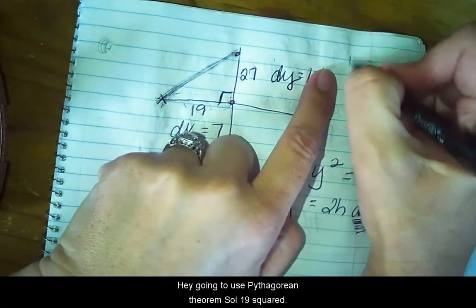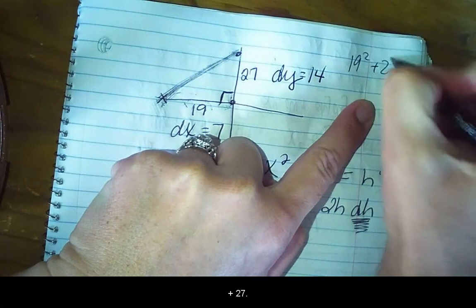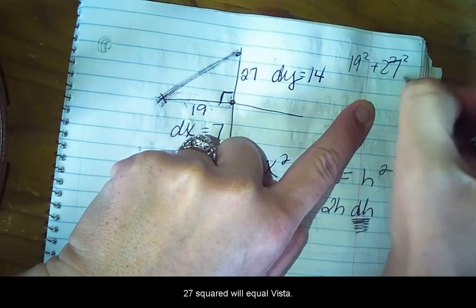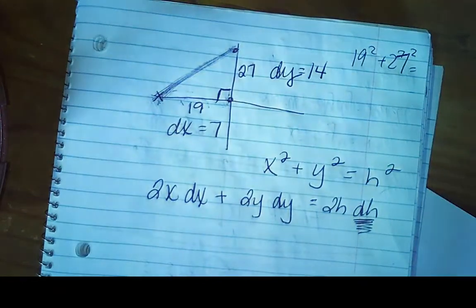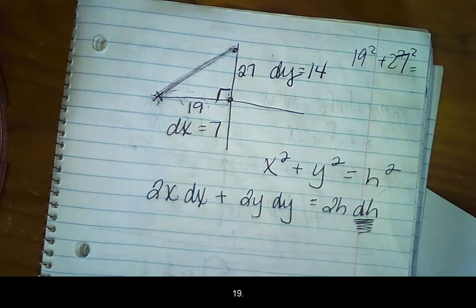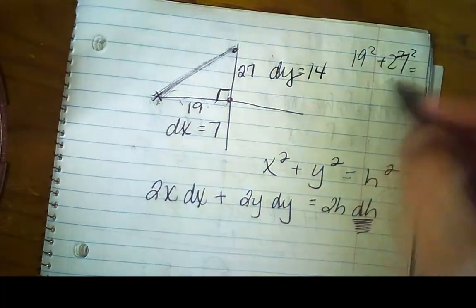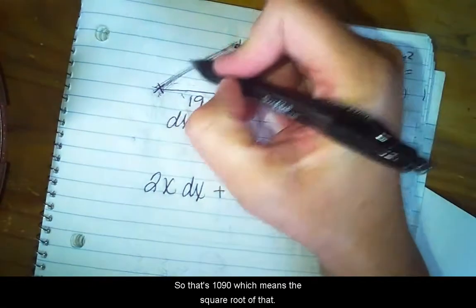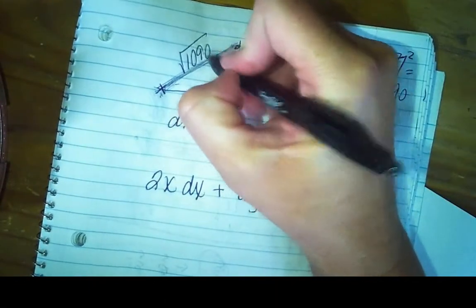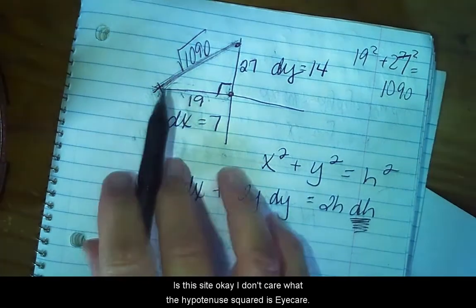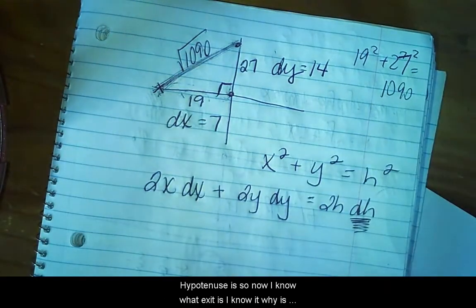Okay, so I'm going to use Pythagorean Theorem. So 19 squared plus 27 squared will equal this thing squared. So what is 19 squared? Hang on. 19 squared plus 27 squared is 1090. So that's 1090, which means the square root of that is this side. Okay, I don't care what the hypotenuse squared is. I care what the hypotenuse is.